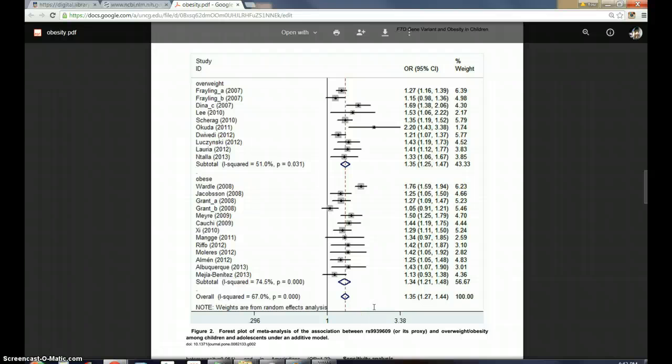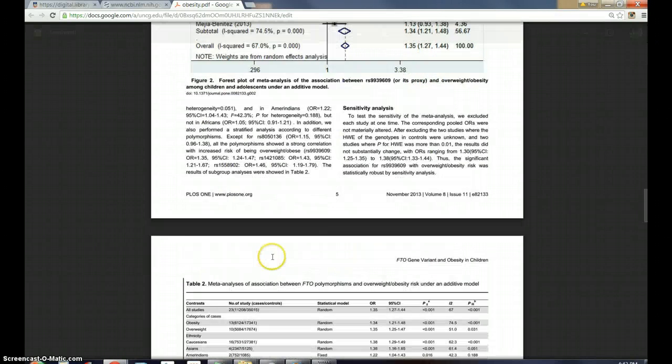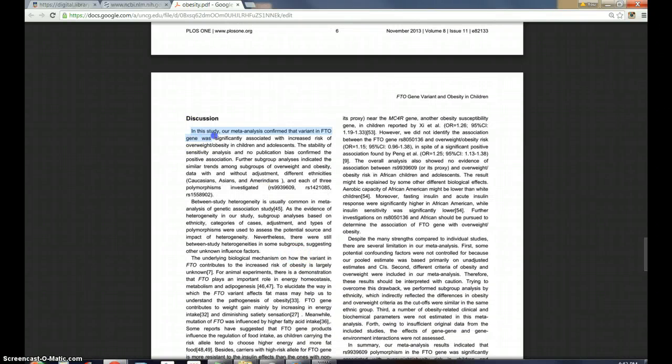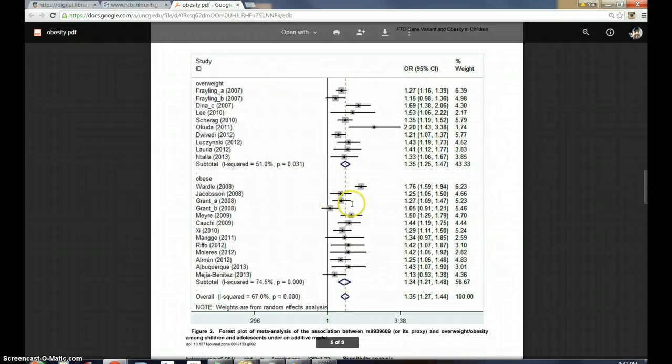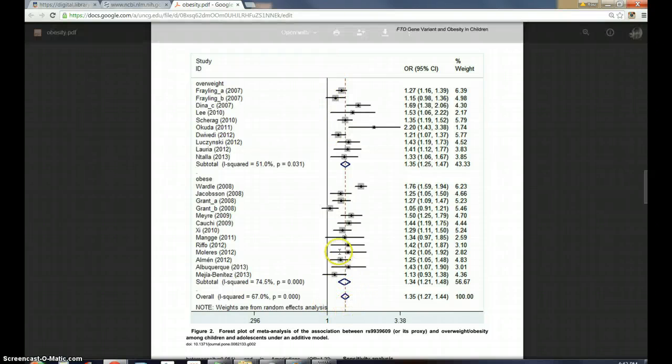And so in case you don't believe me, what we can do then is if we scroll down and we go to our discussion, we can read it right, the first sentence. In this study, our meta-analysis confirmed that the variant in FTO gene, which I don't know what that is, was significantly associated with increased risk of overweight, obesity in children and adolescents. We saw it in the discussion. We come back up there. It's readily available to us in the forest plot. We have our line of effect. We have our diamonds, and we see where our confidence intervals in our whisker plots are for each individual study.